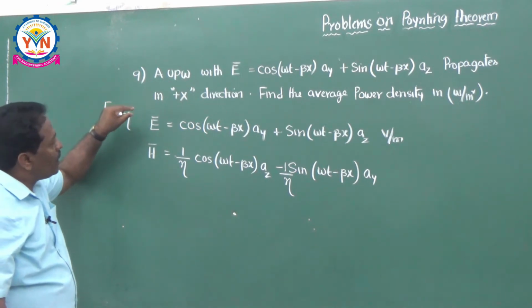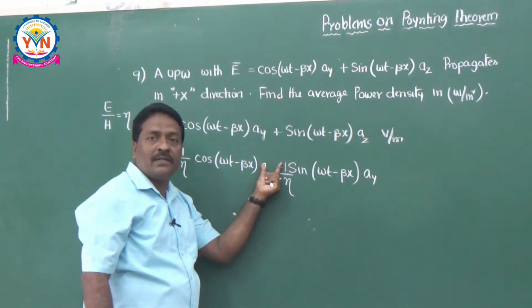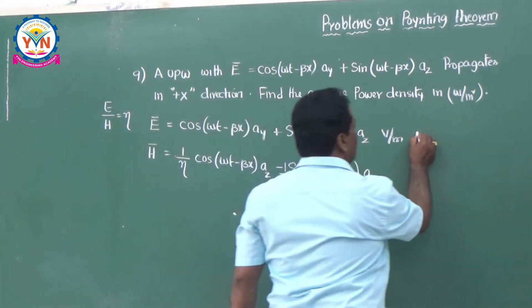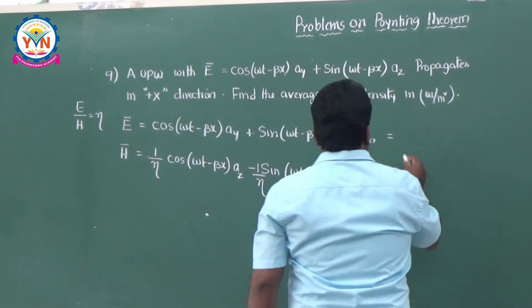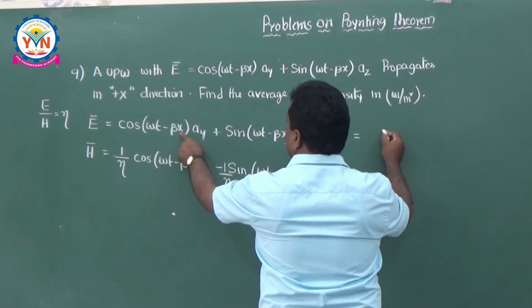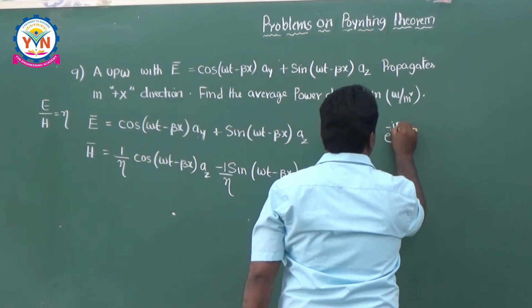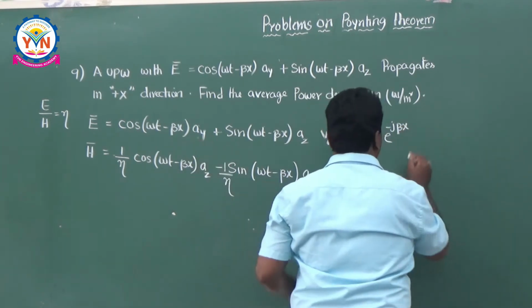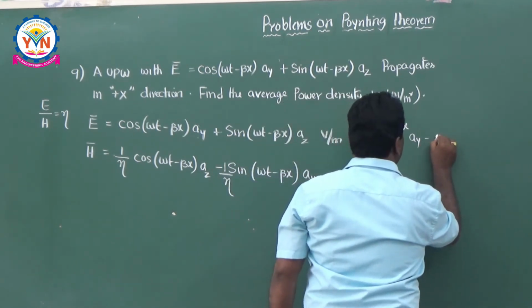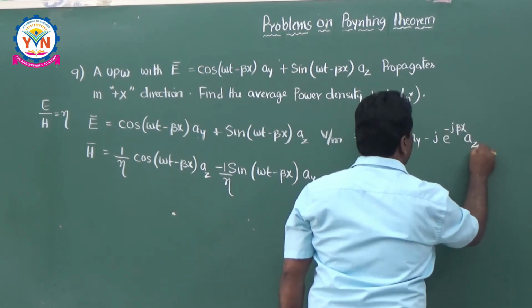So it is very easy to do this problem if you just denote these equations using the phasor notation. Phasor notation in the sense, I can write the same equation like this. E bar is equal to, cos of (omega t minus beta x) means that the wave is propagating in the x direction. So e to the power of minus j beta x into ay plus, that is nothing but minus j into e to the power of minus j beta x into az.